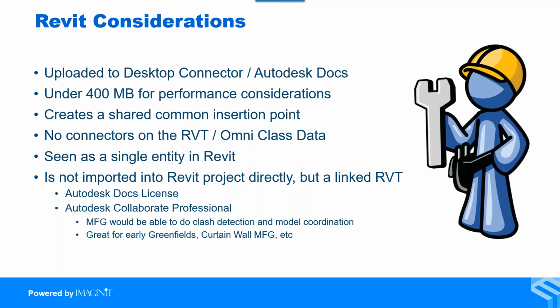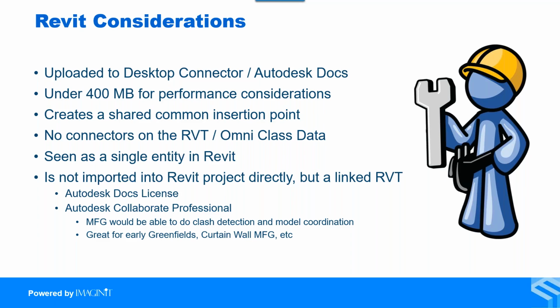You will not have any connectors on this, though. So any of the BIM connectors, like cable connectors, water, conduit, you don't get that. You don't get OmniClass data, because we're not creating an RFA, we're creating an RVT. And it will be seen as a single entity inside of Revit when brought in, because I own it. I'm the owner of the equipment, that part of the project. So I'm the one responsible for updating it and adjusting it.